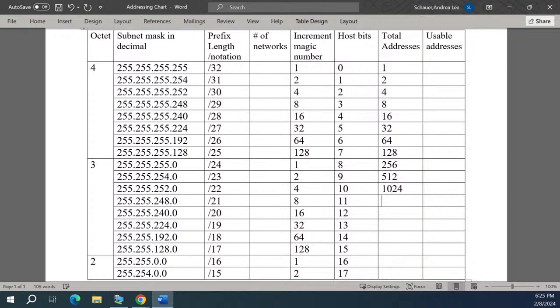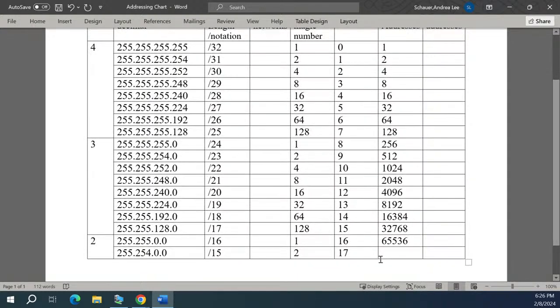512, 1024, 2048, 4096, 8192, 16384, 32768, 65,536, and let's see, 131072. Good job. I still did it wrong. 131072? Okay. All right. So far we're good.